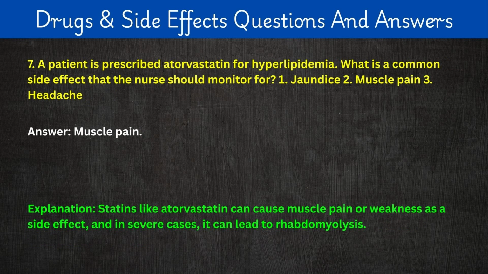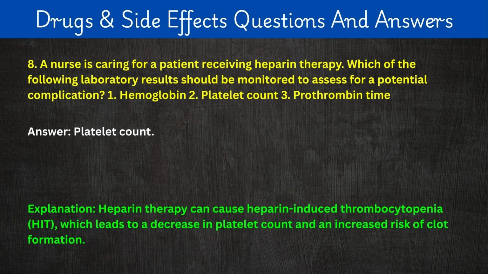7. A patient is prescribed atorvastatin for hyperlipidemia. What is a common side effect that the nurse should monitor for? 1. Jaundice. 2. Muscle pain. 3. Headache. Answer: muscle pain. Explanation: statins like atorvastatin can cause muscle pain or weakness as a side effect, and in severe cases, it can lead to rhabdomyolysis.